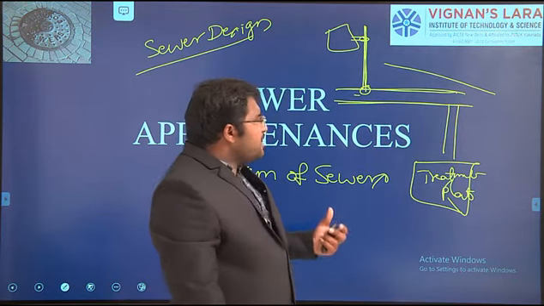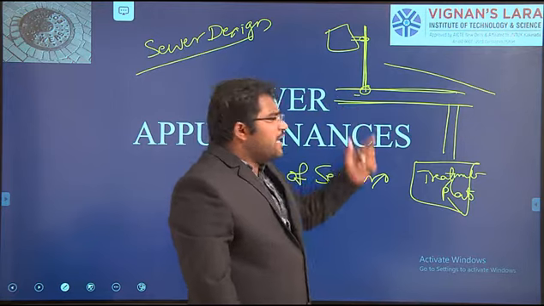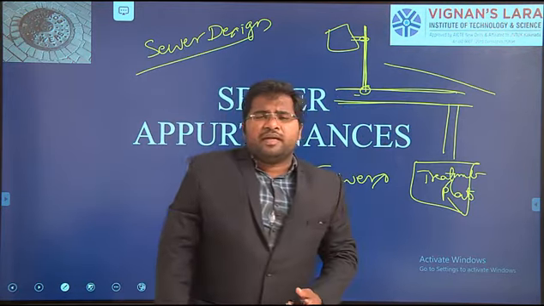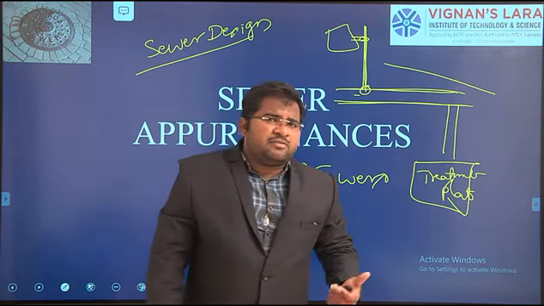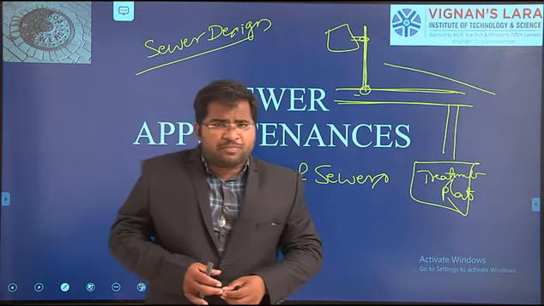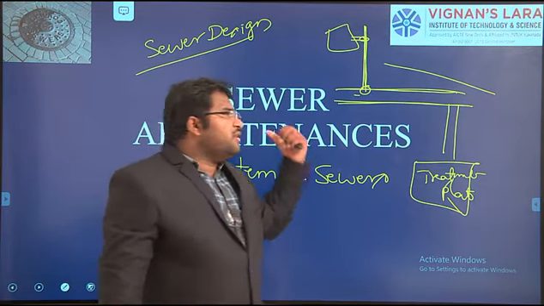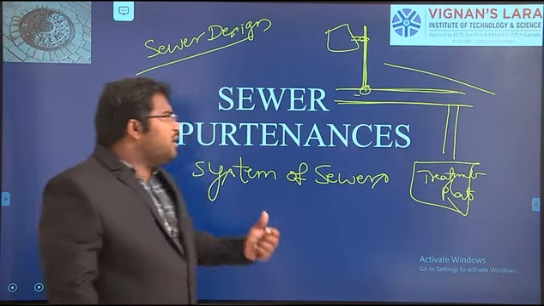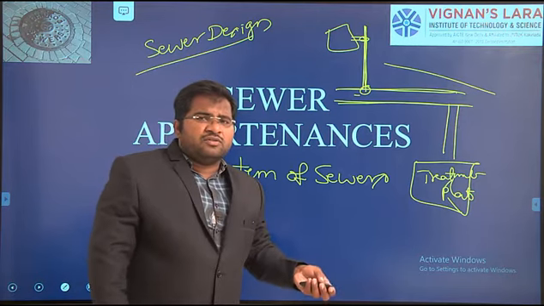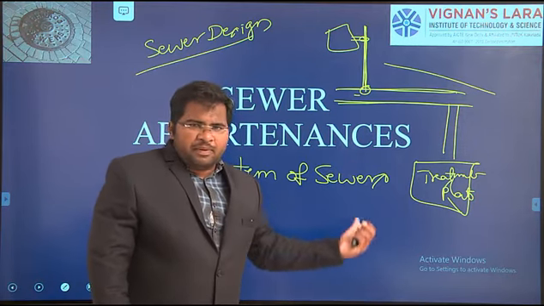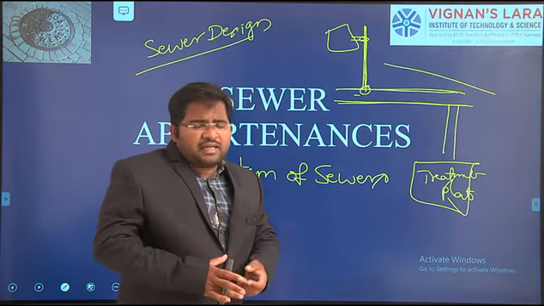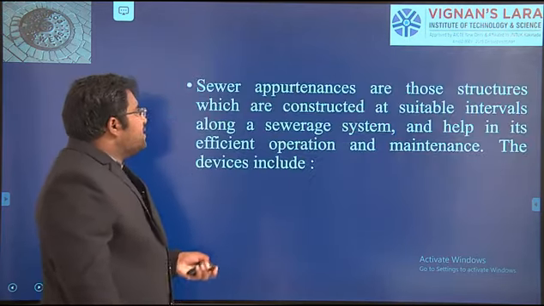So in these kinds of situations, whenever there is a connection, whenever there is a junction, whenever there is a change of slope, whenever you want to go for maintenance or repair, we require many other appurtenances along with the sewers. Those are called sewer appurtenances. These will improve the flow, and they are used to maintain and repair, and wherever there are junctions we use these sewer appurtenances.